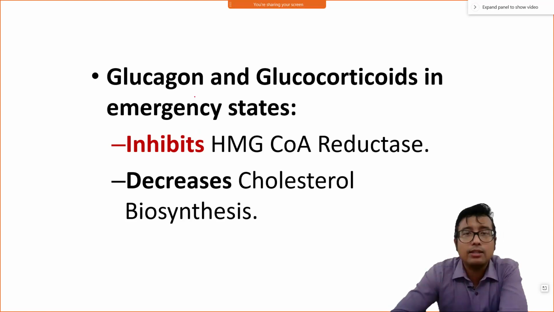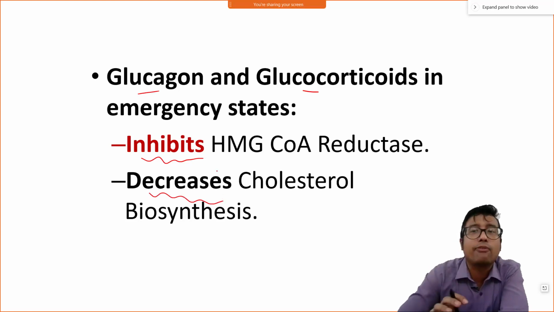Anyway, so see. If insulin does one thing, of course glucagon and glucocorticoid will do the reverse. So naturally, this is a no-brainer that it will inhibit HMG CoA reductase and it will decrease cholesterol biosynthesis. It means that the phosphorylated form is inactive. So insulin stimulates, glucagon inhibits.